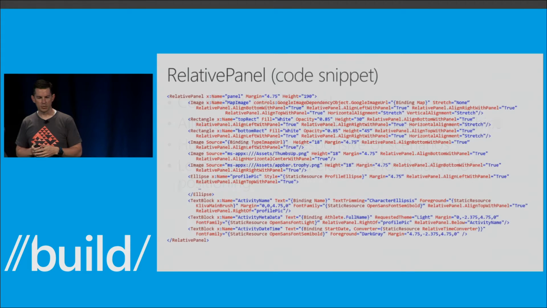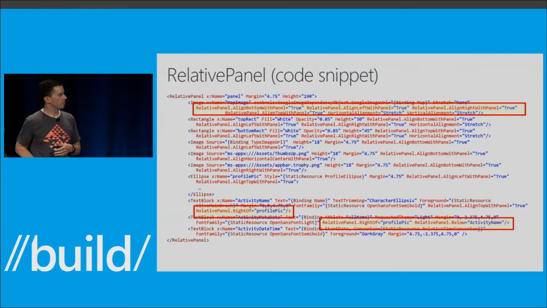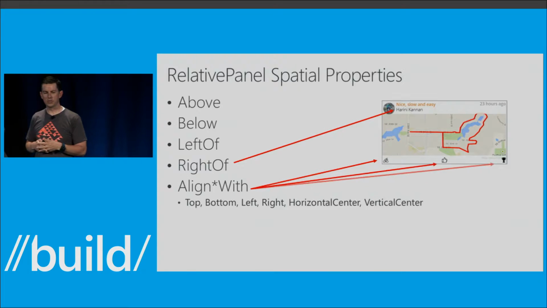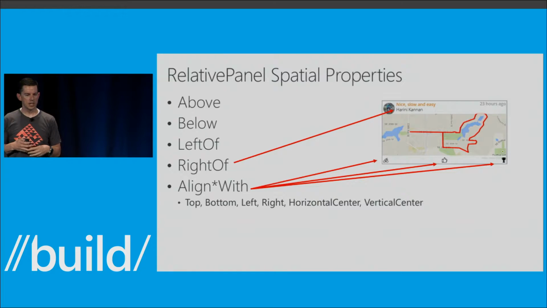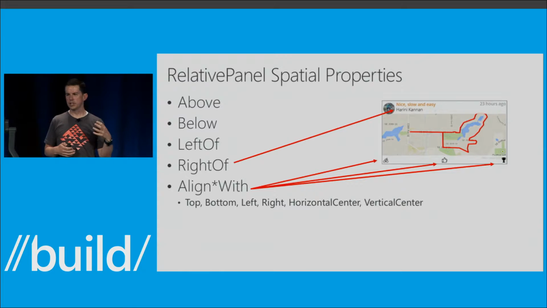So here was the example snippet that we had of these elements, just pointing out a couple of the examples of where we used what Harini showed. Some of the properties that you'll see in the relative panel as far as the spatial aspects are above, below, left of, right of, which probably use x:Name elements, and also the align star width elements. And so the star is the top, bottom, left, right, and horizontal center and vertical center.